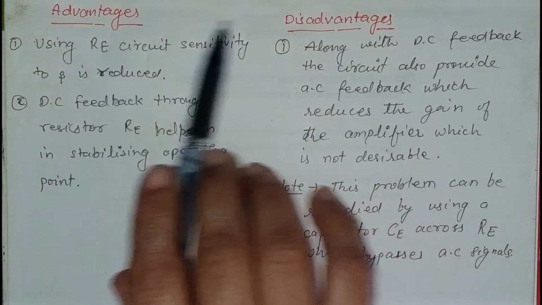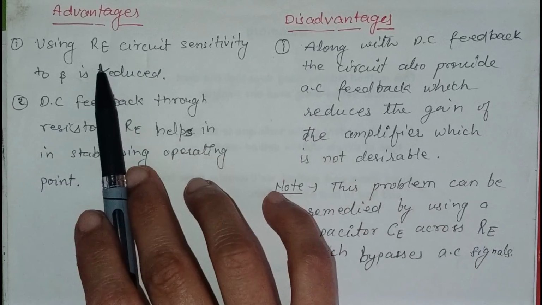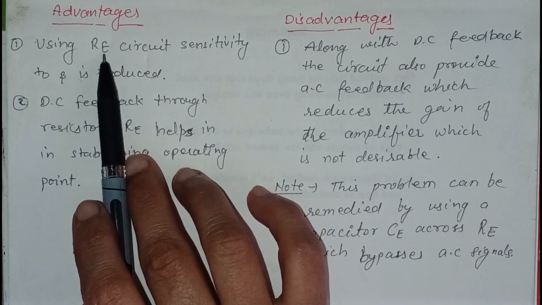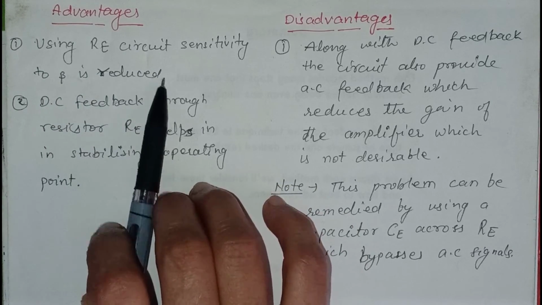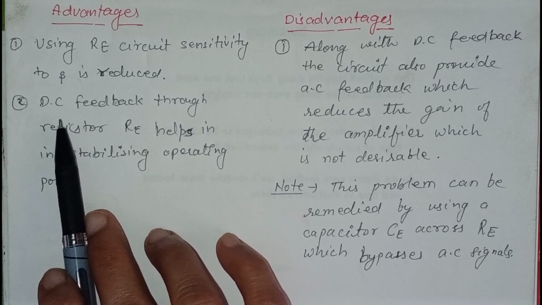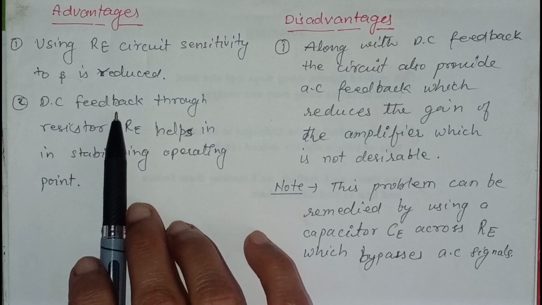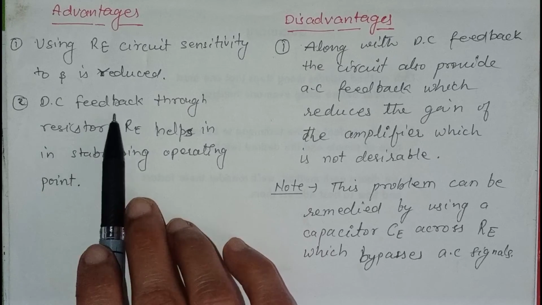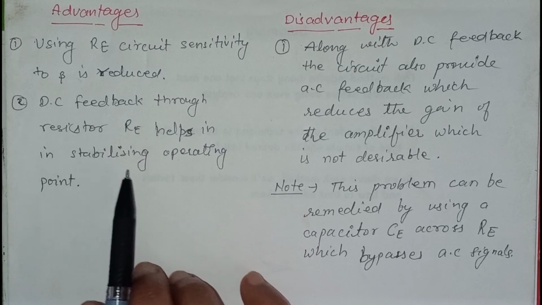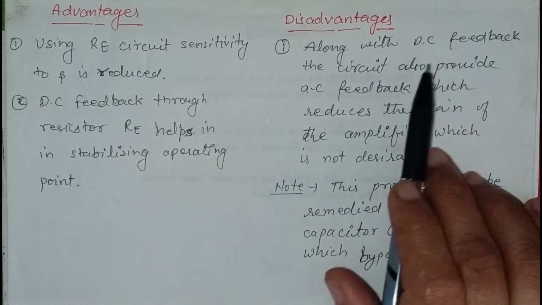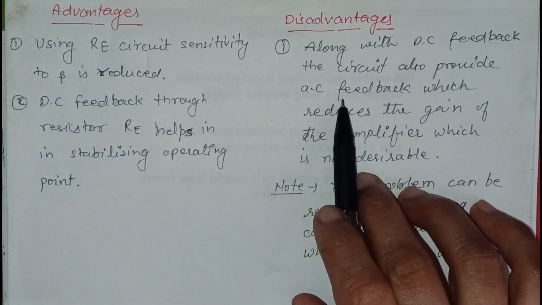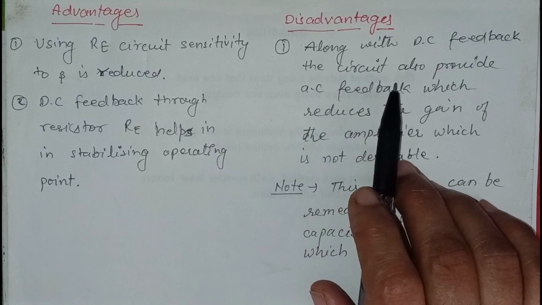Now we will discuss advantages and disadvantages of this biasing circuit. Using RE, means resistor in the emitter, the sensitivity of the circuit to beta is reduced, and this circuit provides feedback, DC feedback as well as AC feedback. But DC feedback through the resistor RE helps in stabilizing the operating point. But at the same time, disadvantage is that along with the DC feedback, the circuit is also providing AC feedback, and this AC feedback reduces the gain of the amplifier, and this is not desirable.